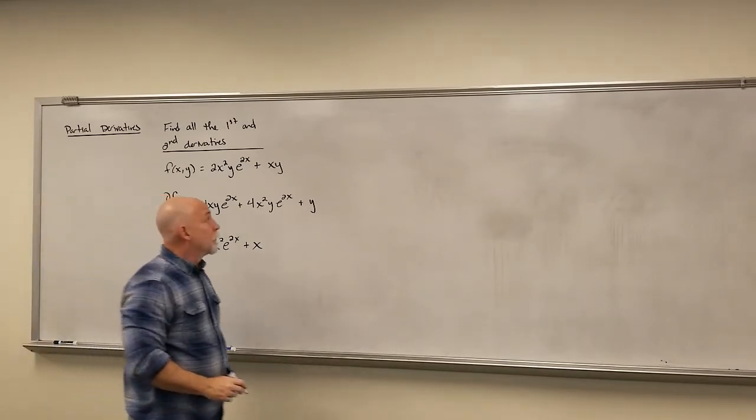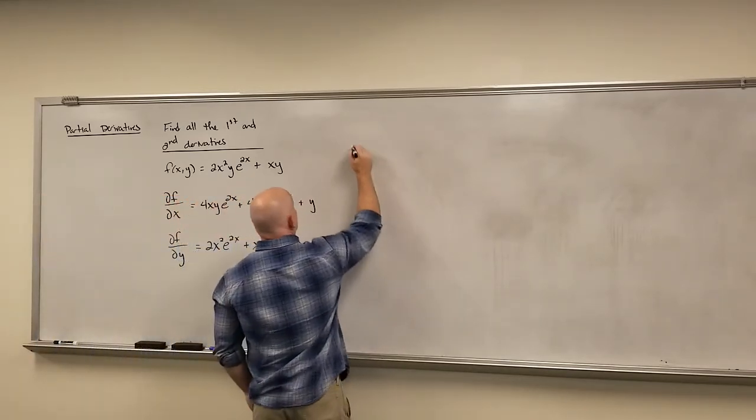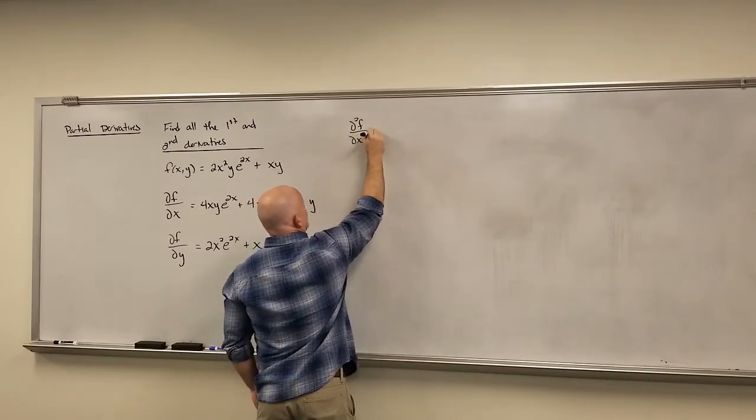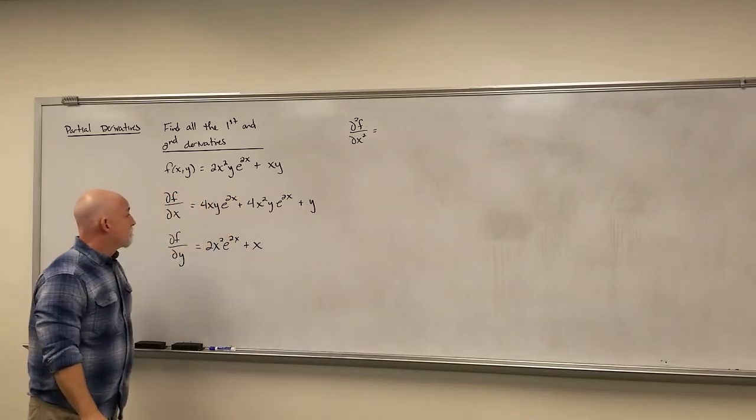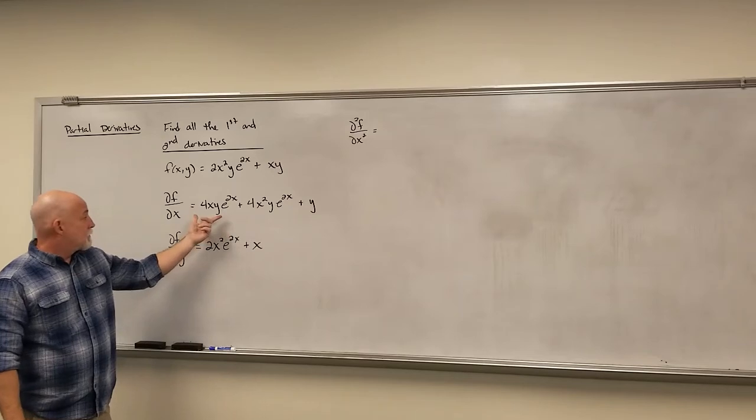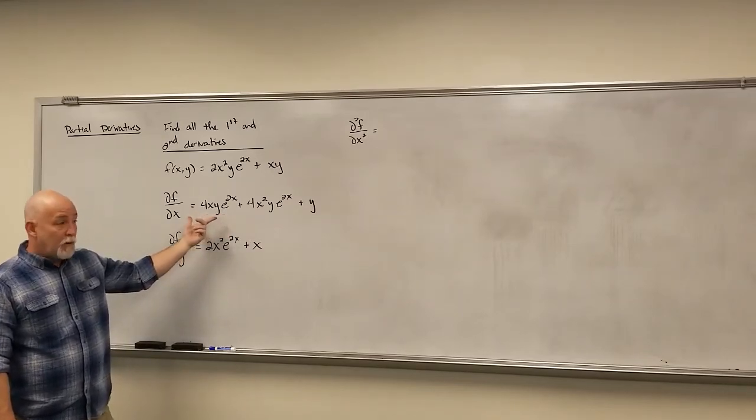All right, let's go through and try the second derivatives. So I'm going to do the second derivative with respect to x. This one's going to be pretty messy. We're going to have a lot of work to do. We've got to take the derivative of all of these with respect to x. Now for each one of these, we're going to have to do our product rule.